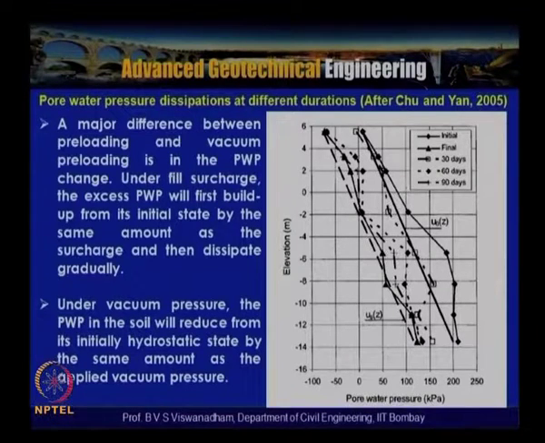So here you can see that when the pre-consolidation is applied, from here it reduces to a certain level, and then over a period of 30, 60, 70 days it increases to that. That means the soil transfers the stress from the water to the soil, and there is an increase in the effective stress. So under the vacuum pressure, the pore water pressure in the soil will reduce from the initial hydrostatic state by the same amount as the applied vacuum pressure.